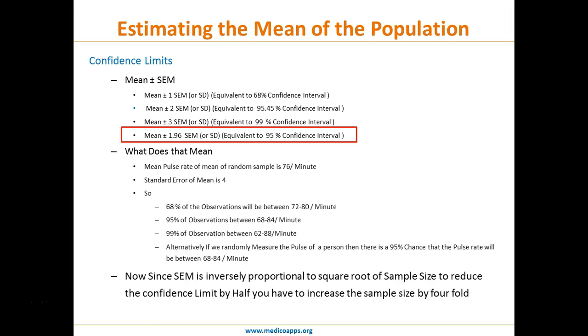Right? Another important thing I want to tell you here is that the standard error of mean, as we have seen, is inversely proportional to the square root of the sample size. So to reduce the confidence limit by half, you have to increase the sample size by 4. Here the difference is 68 to 84. If you want to be more accurate, then you have to increase the sample size by 4.